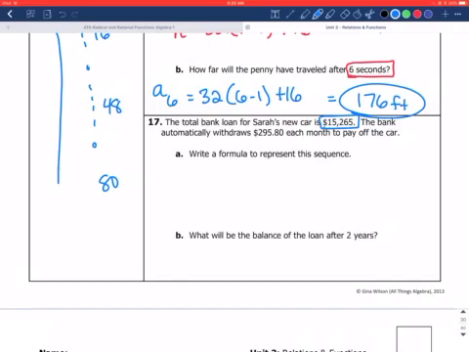Anyways, the bank automatically withdraws $295.80 each month to pay the car. So, if her total bank loan is that number, and obviously that's how much Sarah owes, right? So she owes the bank $15,265. She pays $295.80 per month. So that $15,265 is going to be decreasing. So that means our common difference is going to be a negative.